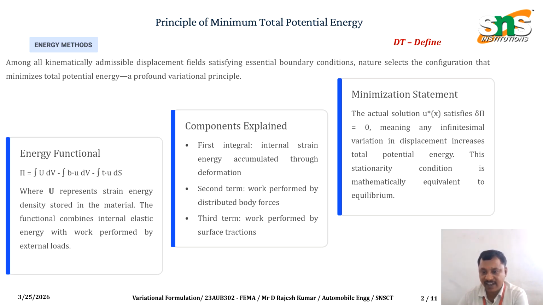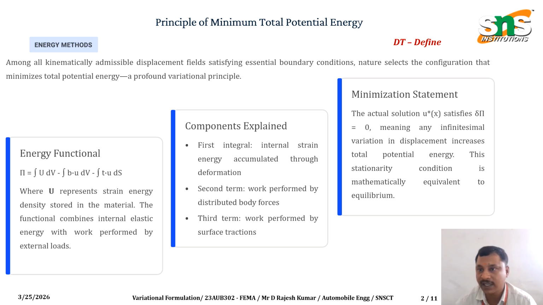The second term is the integral of b times u dV. Here b represents the body force. This entire term is called the work done by body forces. The term b and u is the dot product, that is force times displacement in the direction of force. The negative sign is important because when external forces do work, they reduce the potential energy of the system. Just like when you lower a weight, its potential energy decreases.